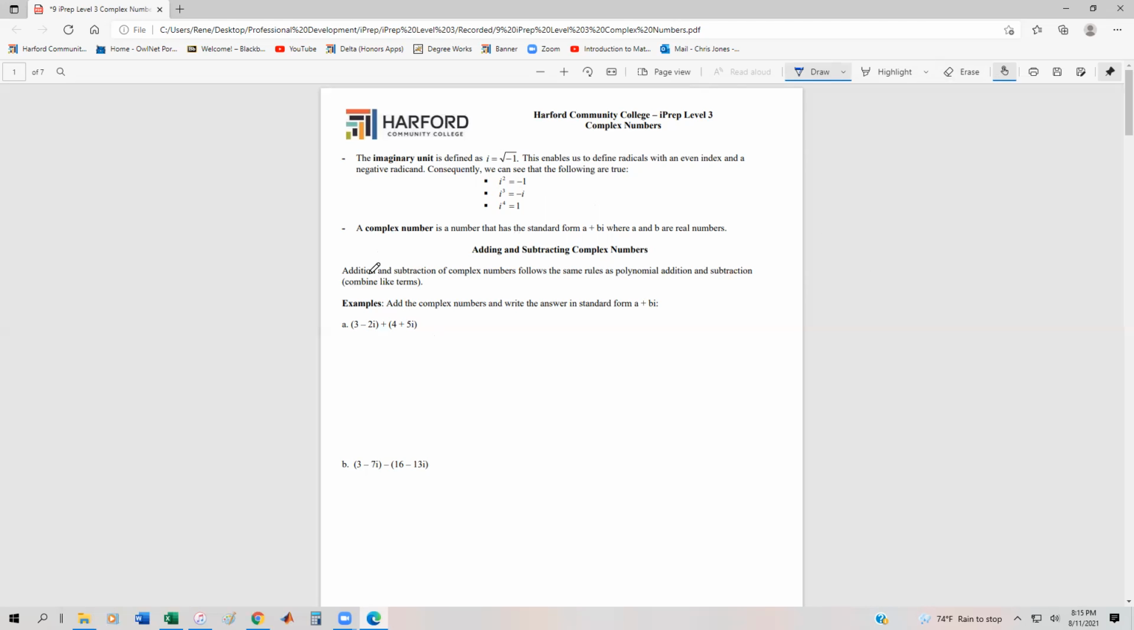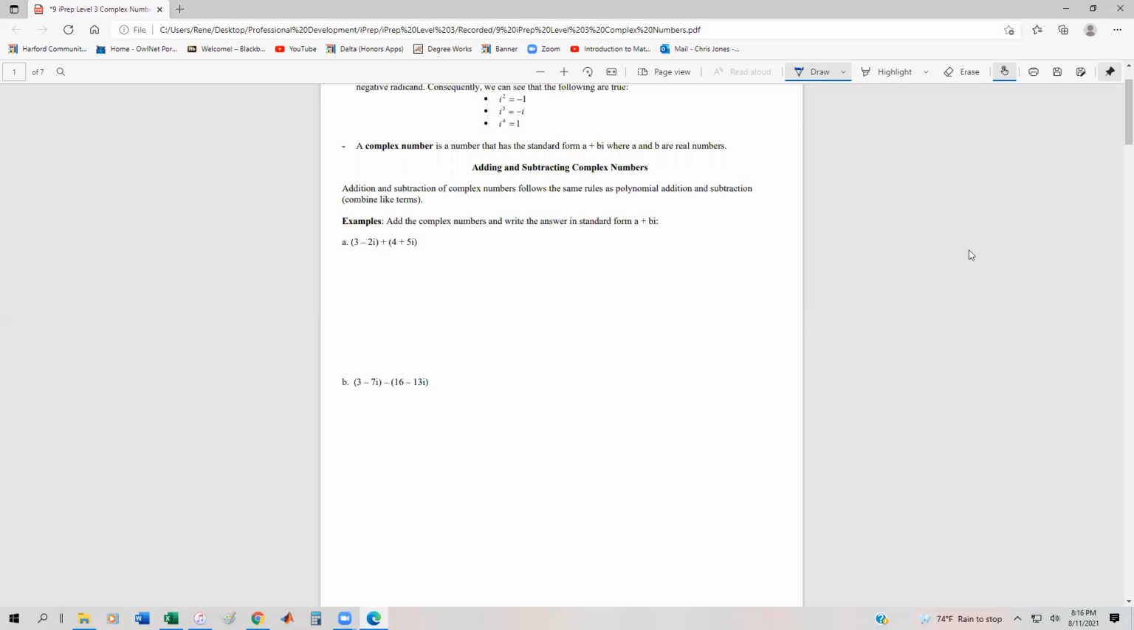If we want to add complex numbers, basically just treat the i like an x and just use the rules for polynomial addition. So for instance, if we had 3 minus 2i plus 4 plus 5i, we would just combine 3 plus 4, which is 7, and then we would have -2i plus 5i, and that's going to turn into plus 3i. And that's all we have to do to add two complex numbers. We just combine the like terms, right? So i's are like. So again, -2 and 5 just turns into 3. And then we have 4 plus 3, which is going to be 7.